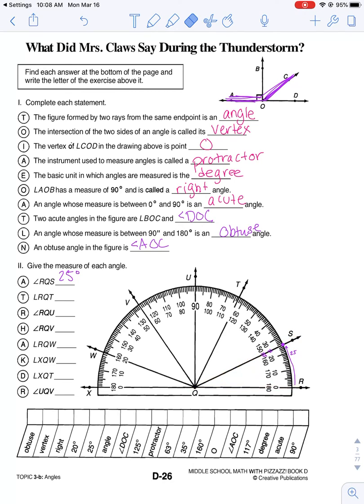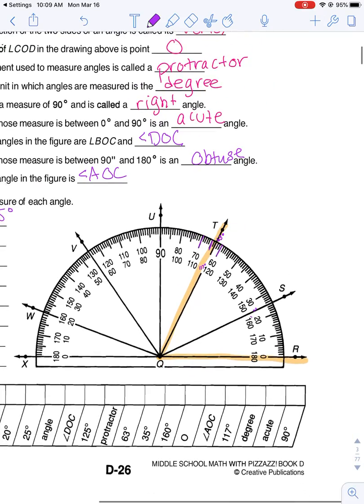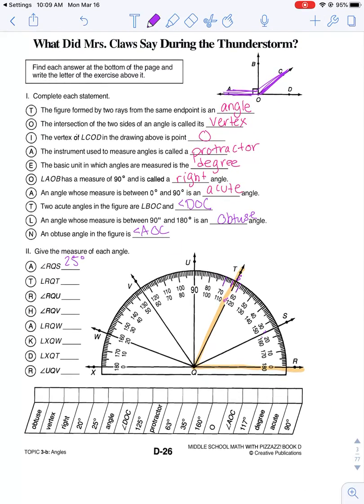All right. Next we have angle RQT. And it looks like it hits, let's see, if this is 60 and this is 70, so this is going to be 65. So 61, 2, 3 degrees. Our other option would be something like 117 degrees, which doesn't make any sense because it's an acute angle. So 63 degrees.